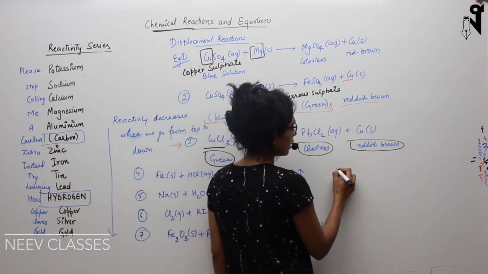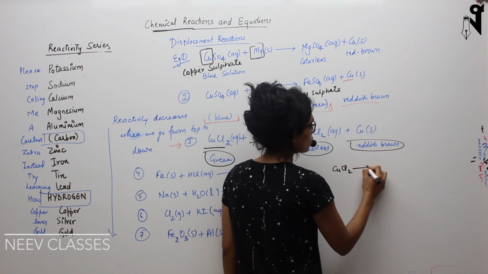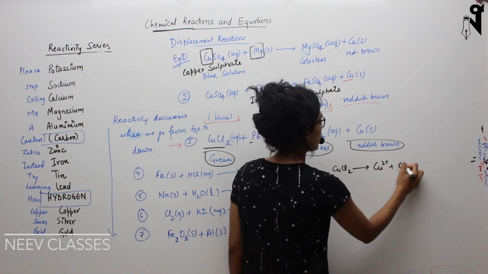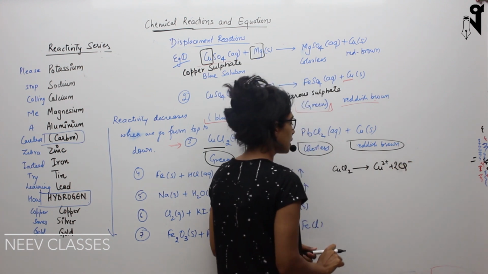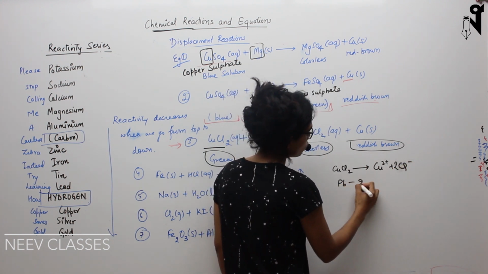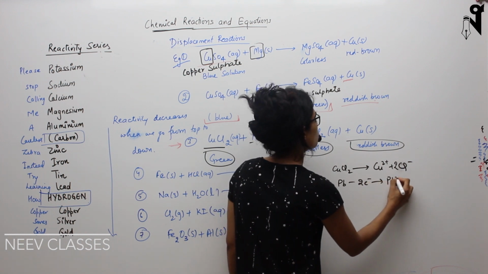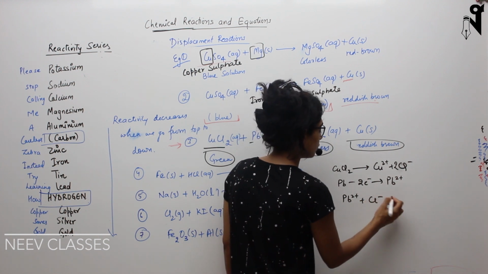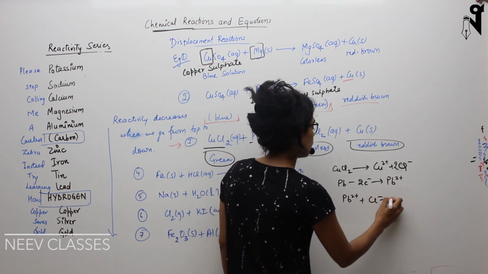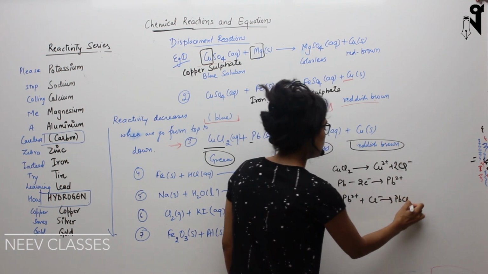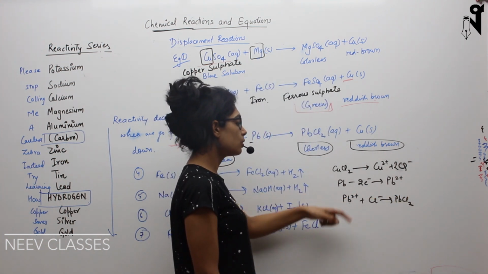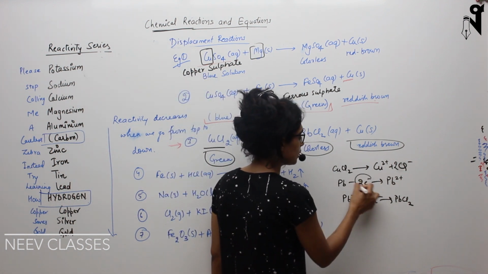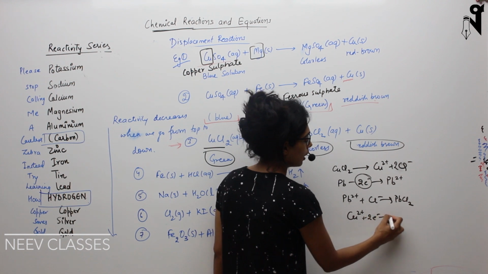Again, we'll look at its ionic reaction. CuCl2 in the solution will break as Cu2+ and 2Cl-. Then lead will lose 2 electrons and will become Pb2+. So Pb2+ and chlorine will react together and form PbCl2, because chlorine has valence minus 1 and lead has 2. Then Cu2+ will gain these 2 electrons and will form copper.